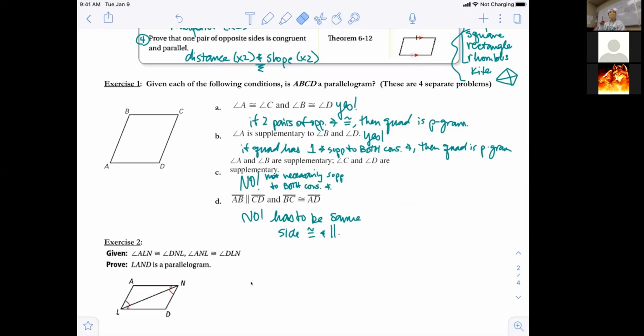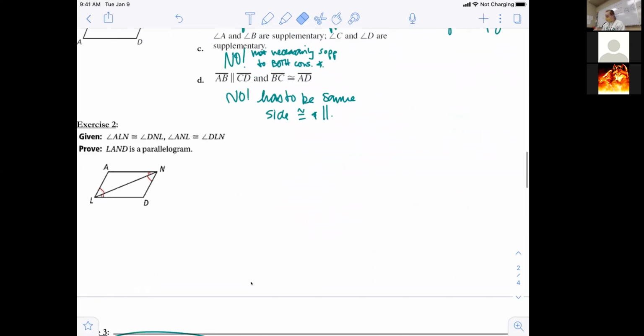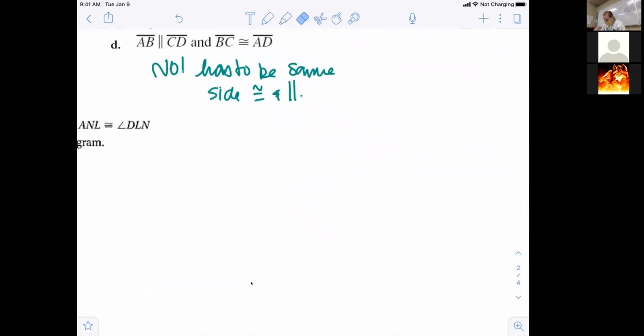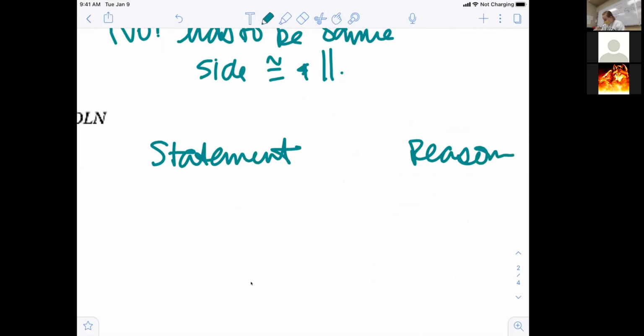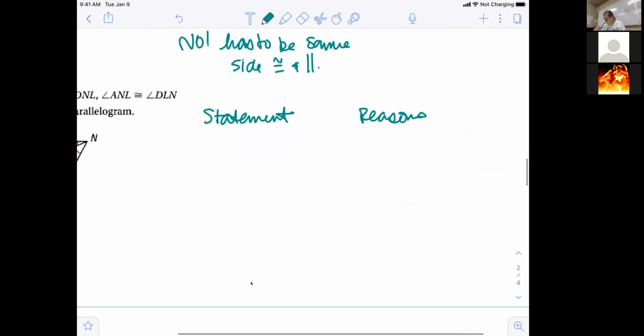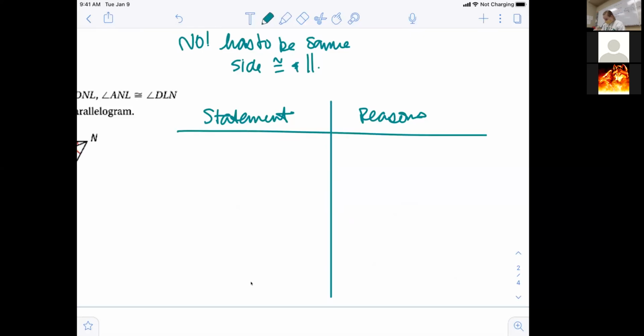All right, I've got one more problem, and this is a proof. So let's set this proof out. I'm going to write statements and reasons. Now, if I give you a proof on a test, I won't make you write it out in this big blank space. I'll give you a table. Statements, reasons.